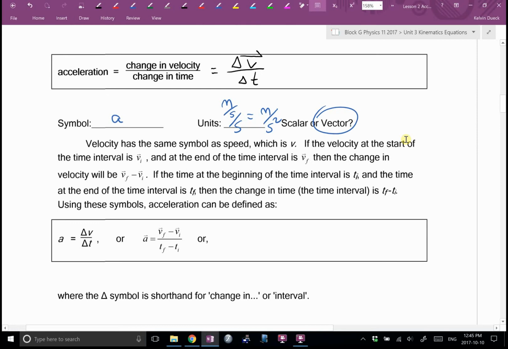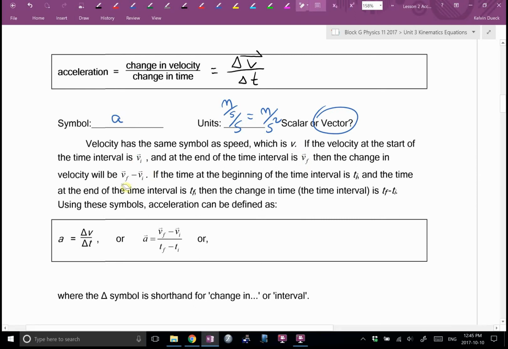Velocity, v, has the same symbol as speed. Speed is lowercase v. Velocity is lowercase v with the vector symbol, that little half arrow over it. If we call our starting velocity vi, and our ending velocity vf, what does i stand for, do you remember? Initial, and f stands for? We're going to use that pretty much for the rest of the year for all sorts of situations.